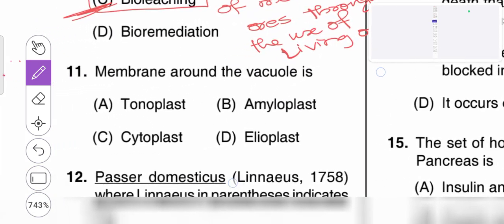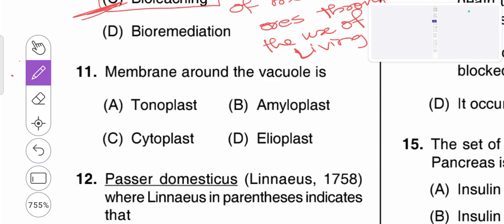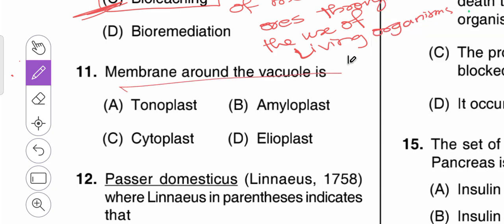The next question, the membrane around the vacuole. This membrane which is present around the vacuole is called as tonoplast. Tonoplast is the membrane around the vacuole. And what is the function of this tonoplast in a vacuole?